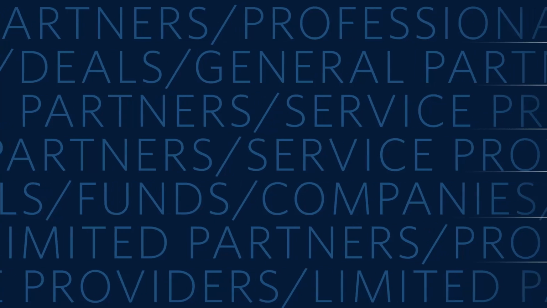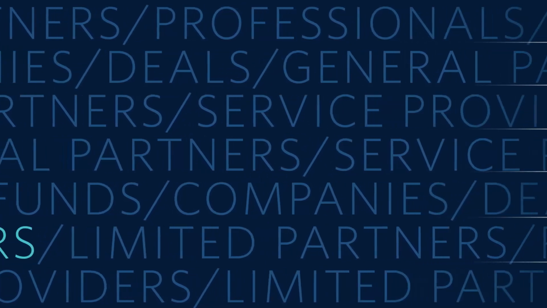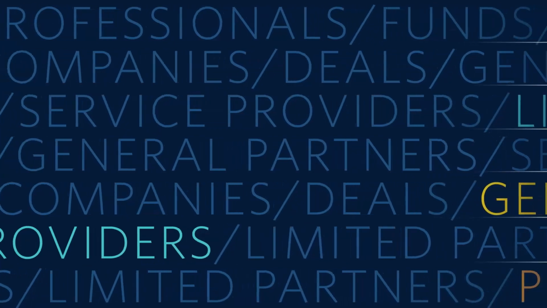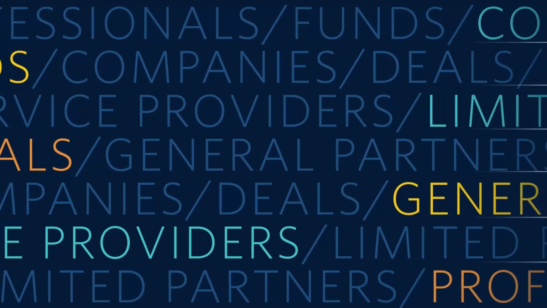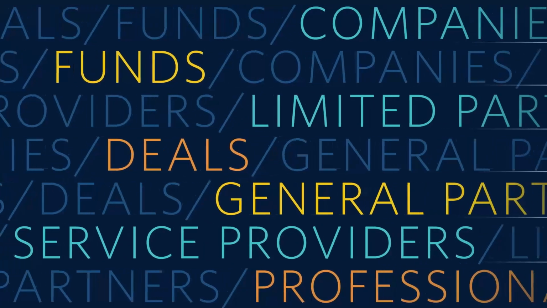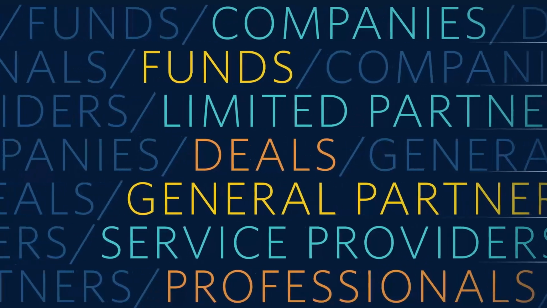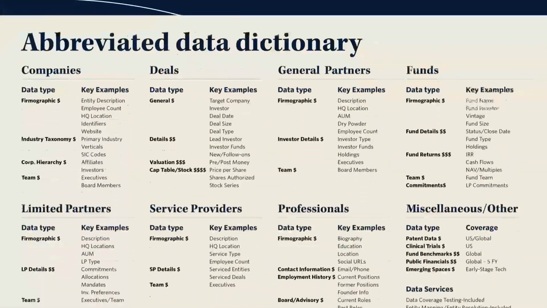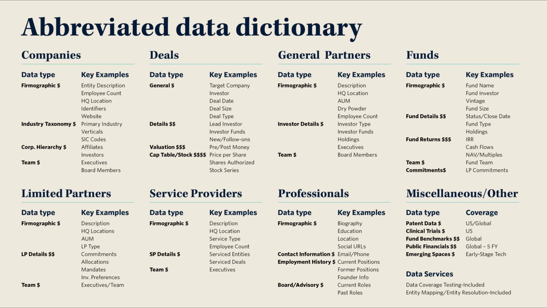An entity is any database record on the PitchBook platform, including operating companies, their financing rounds, investors, fund vehicles, limited partners, and even individual people. There are 7 core entity types in PitchBook, any of which can be the starting point for your data feed. You can see those entity types here in the abbreviated data dictionary.